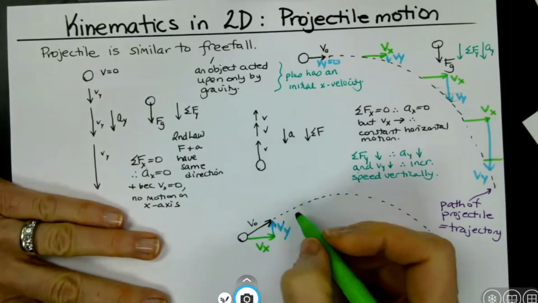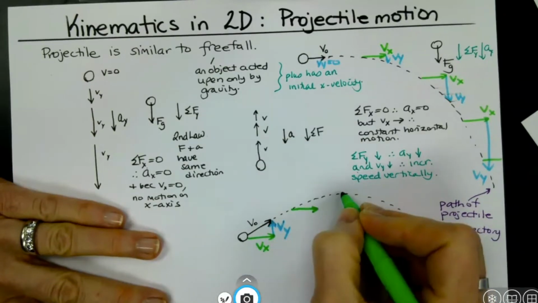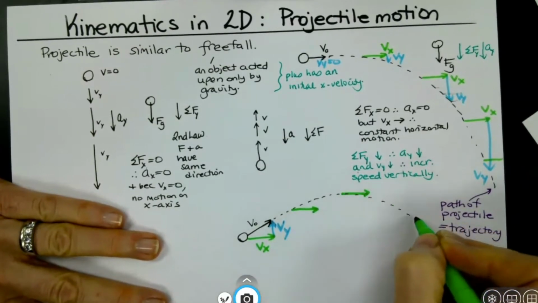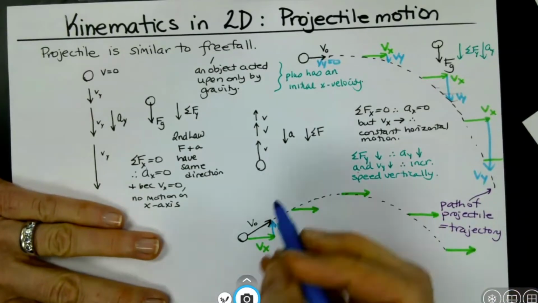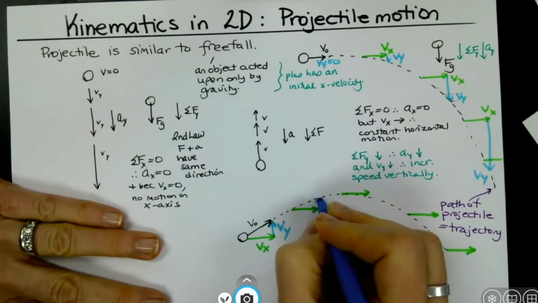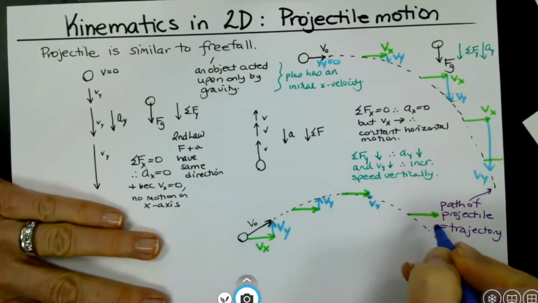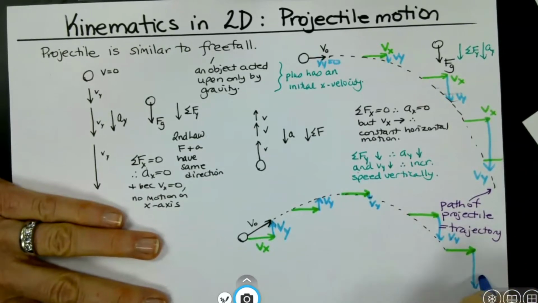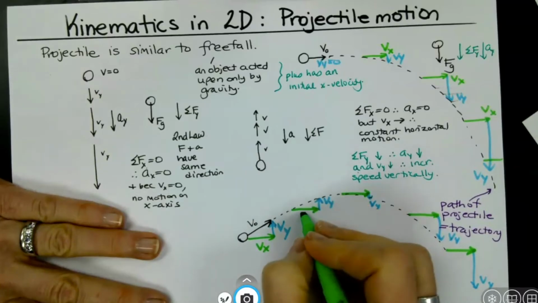And if we pick some other positions on here, we know Vx has to be constant. So all of those are Vx. Now look what happens to Vy. Here it goes up, here it turns around. So this is pretty typical of a trajectory.